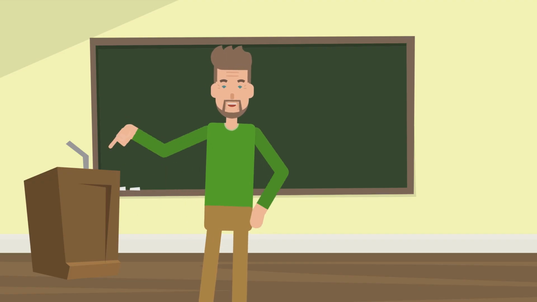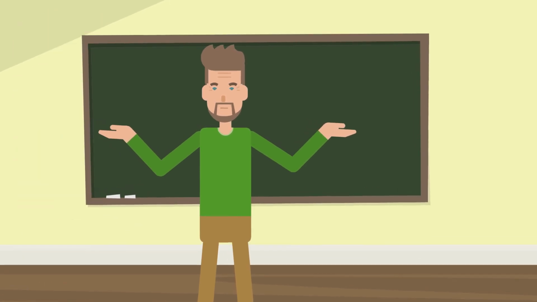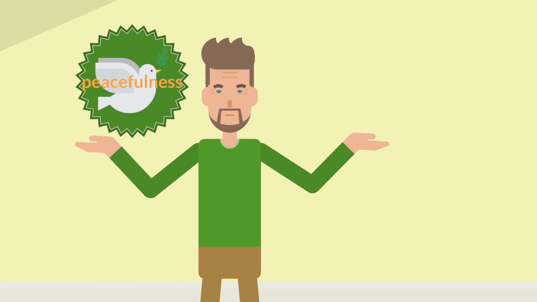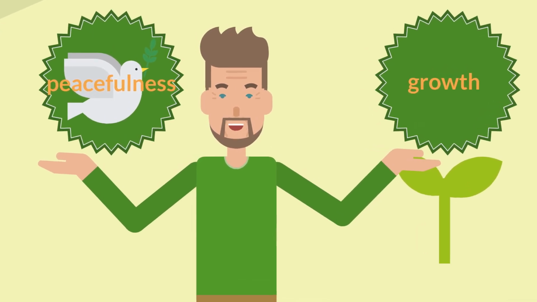So, for example, this lectern over here is supposed to represent my amazing intellectual abilities and show you what a smart guy I am. Does it work? And my green shirt symbolises both peacefulness, which is needed for good learning to take place, and growth, the mental growth you get by watching my videos.